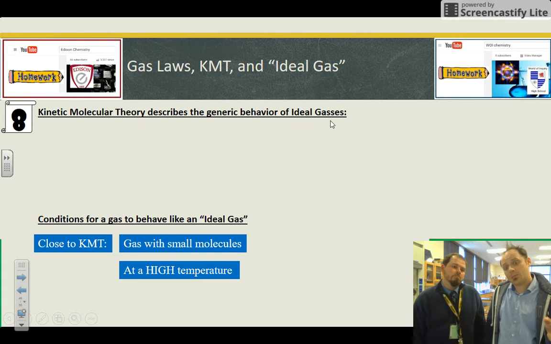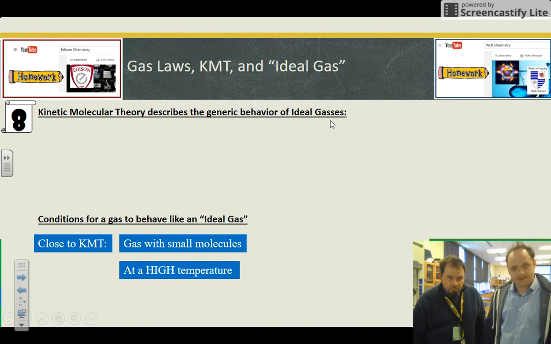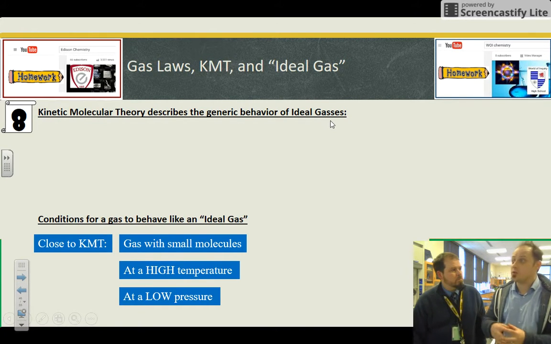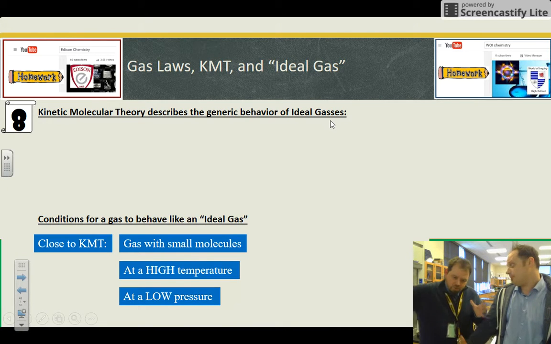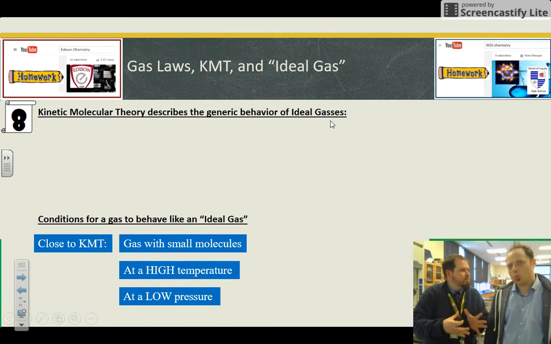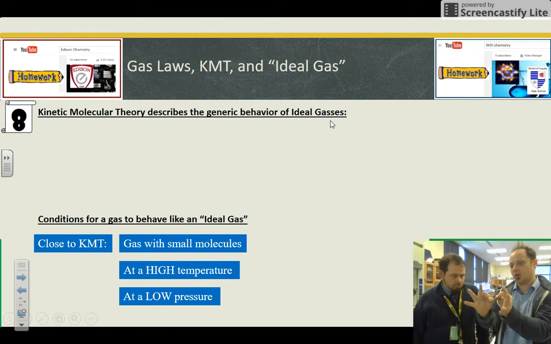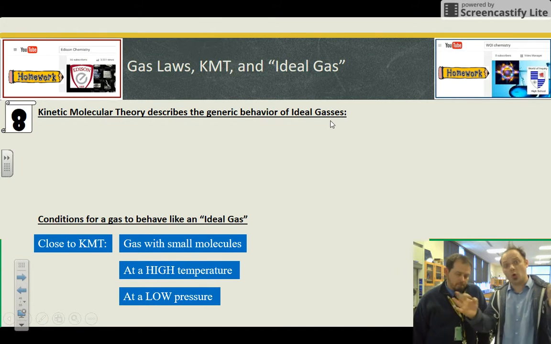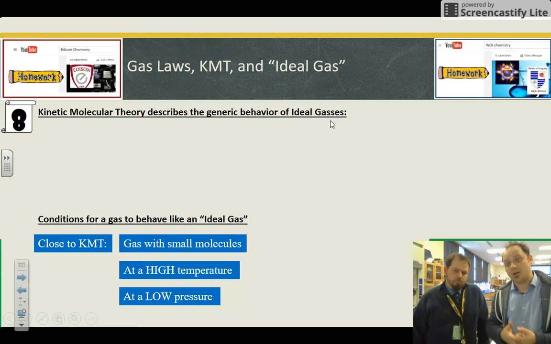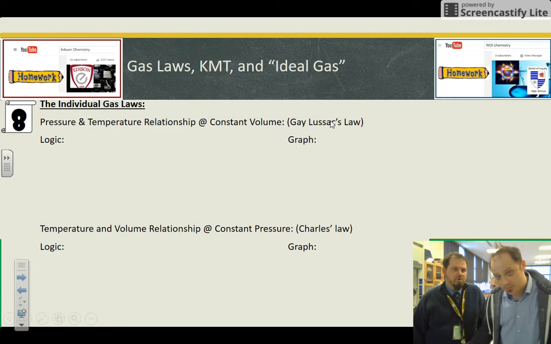They have to be at high temperature, so they're zipping around in straight lines real fast, they don't feel each other. And they have to be at low pressure, so there's lots of space in between them. Not squishing them down so they're cramped up into a space. We don't want these imaginary molecules of gases to actually get close enough so they stick together, because then they don't obey KMT and they're not behaving like an ideal gas. We don't even want them to feel each other.